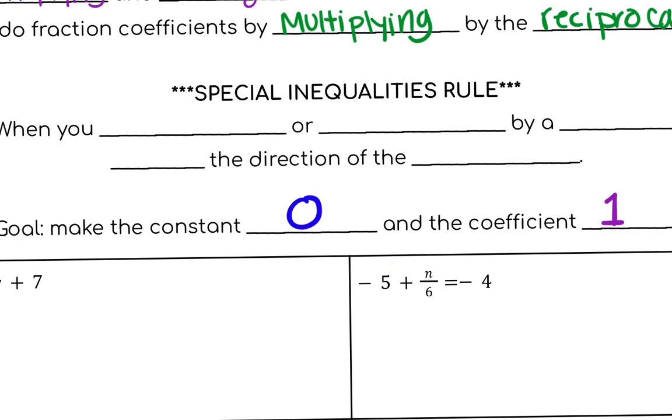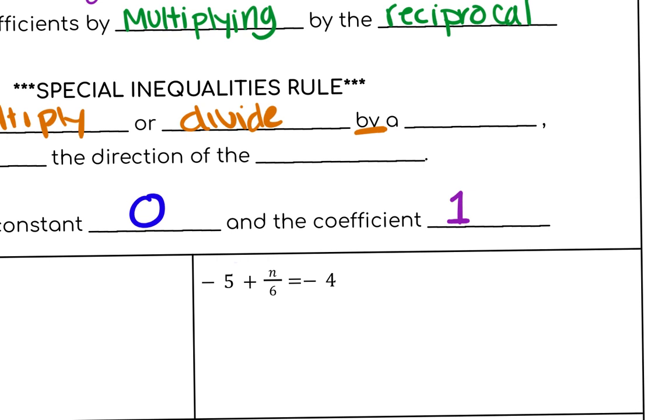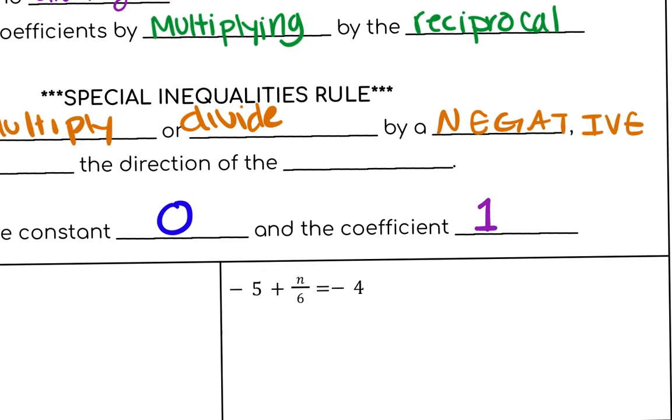So this should be the only blank spot. This is the spot we're filling in. So for an inequality, when you multiply or divide by a negative, you need to flip the direction of the symbol.